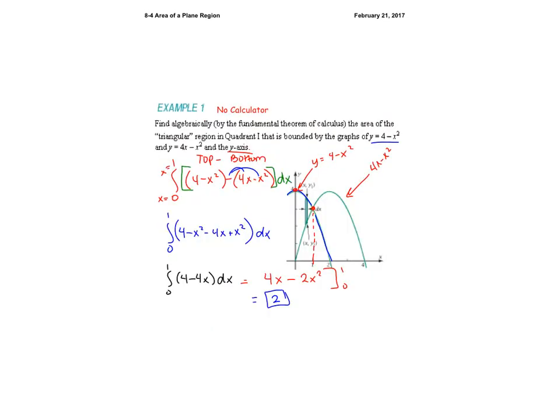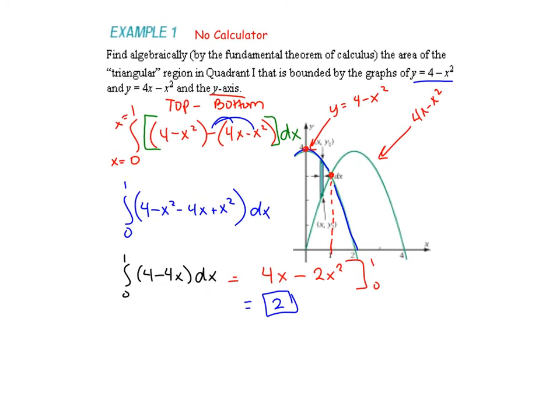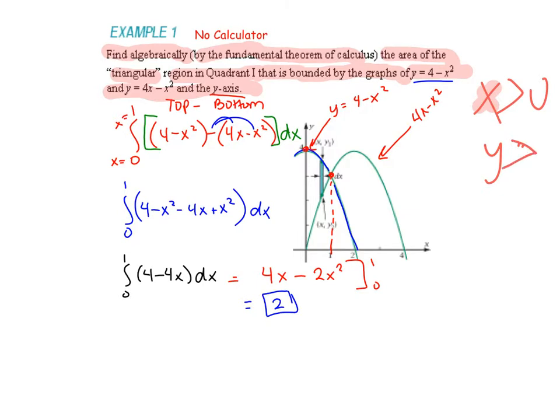All right, here's an example. Find algebraically, by the fundamental theorem of calculus, the area of a triangular region in quadrant 1 that is bounded by the graph. The fact that it tells you it's quadrant 1 is kind of important because it gives you some limitations. It didn't tell you, but you're going to have to make sure that x is above 0 and it's above the y-axis. You know that x has to be greater than 0 and y has to be greater than 0. So you're bounded by these two things.